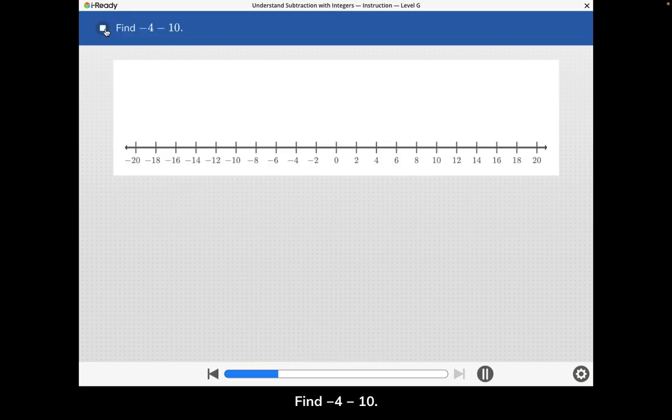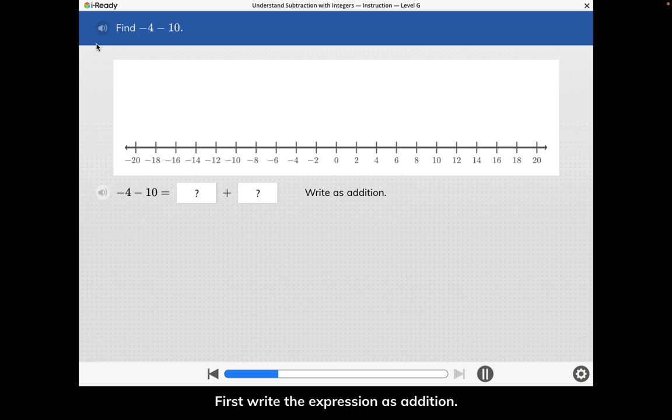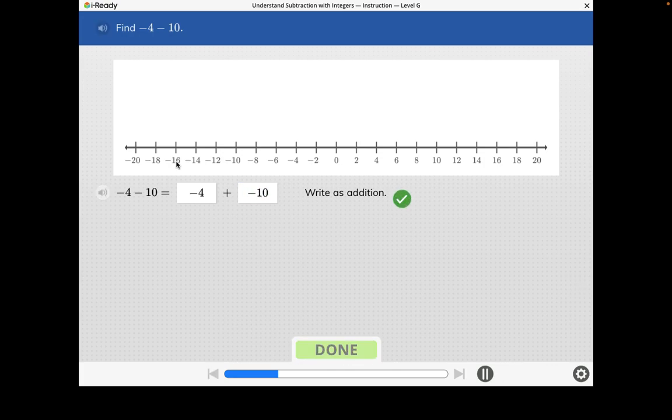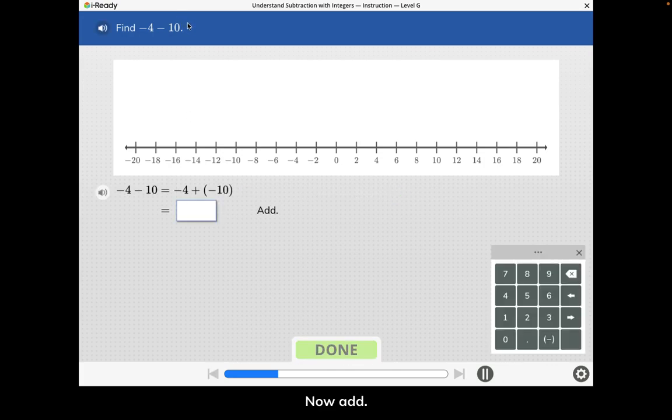Find -4 minus 10. So -4 plus the opposite of the number, which is 10. So what's the opposite of 10? -10. So start at -4 and subtract 10, or add -10. So that's going to be -14.